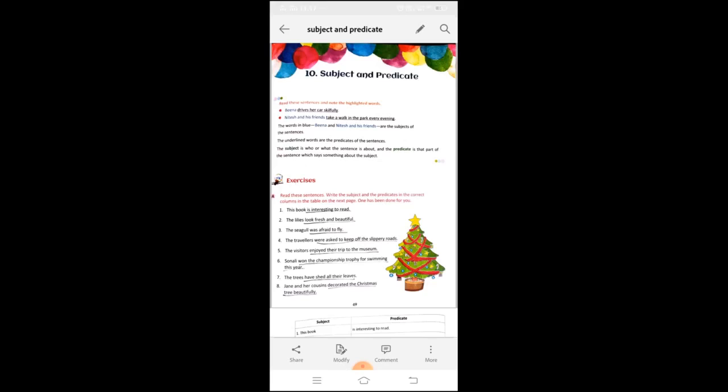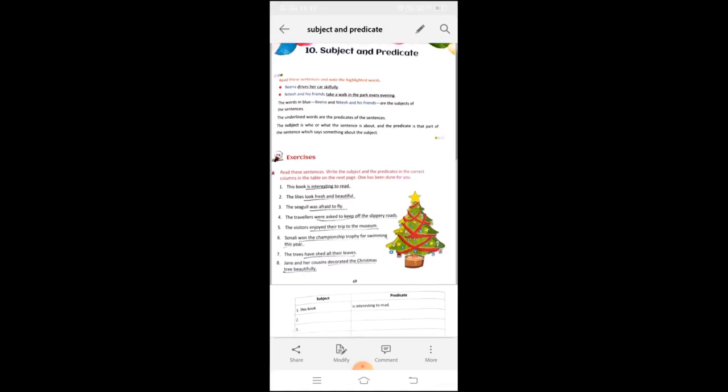Remember, the subject can be more than one word. Let us see a few examples of it. This book is interesting to read. Here, what is interesting? The book. So this book is the subject, and the describing part about the subject is the predicate. Interesting to read is the predicate.